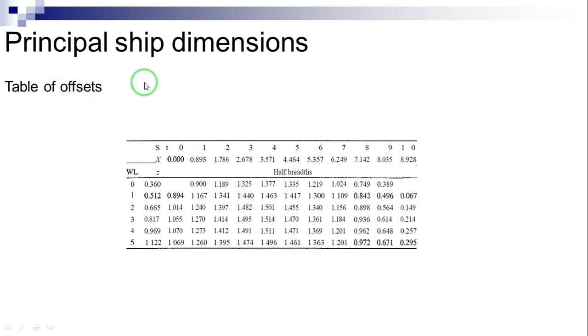Table of offsets. In shipyard practice, it has been usual to derive from the lines plan a digital description of the hull known as table of offsets, as shown in this table. The table of offsets contains half breadth measured at the stations and on the water lines appearing in the lines plan. The result is a table with two entries in which the offsets, half breadth, are grouped into columns, each column corresponding to a station, and in rows, each row corresponding to a water line.